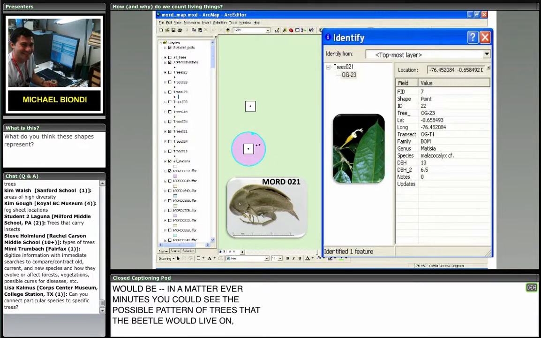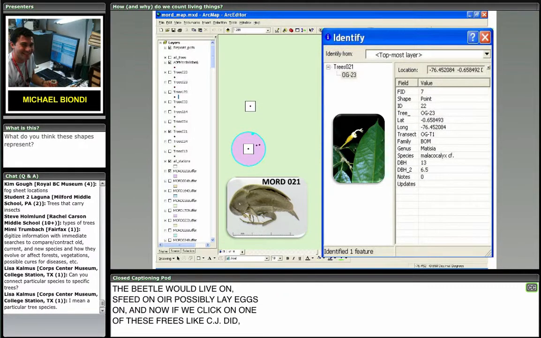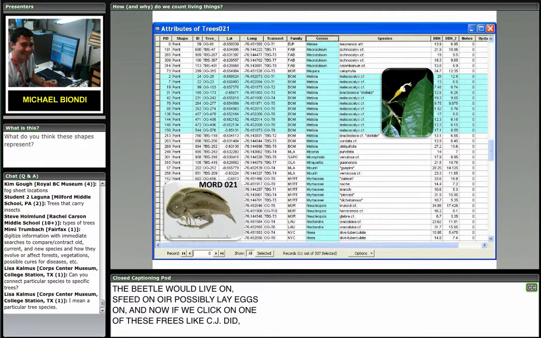And now, if we click on one of these trees, like CJ just did, you can see that the tree genus Maltesia, Malacocalix, is found to be a very common tree within the buffers around where the morphospecies resides. Here's all the 21 occurrences of that genus. And you can see that we've highlighted them here in this database.